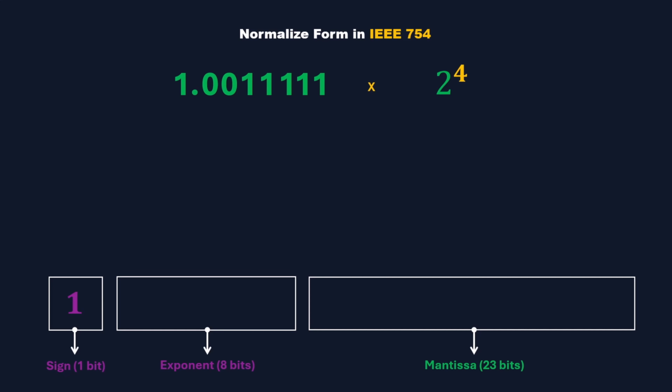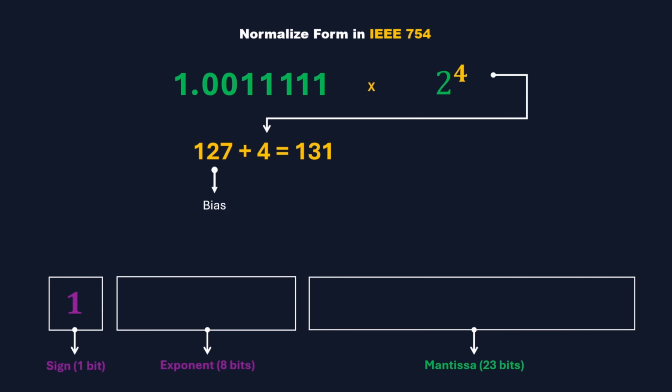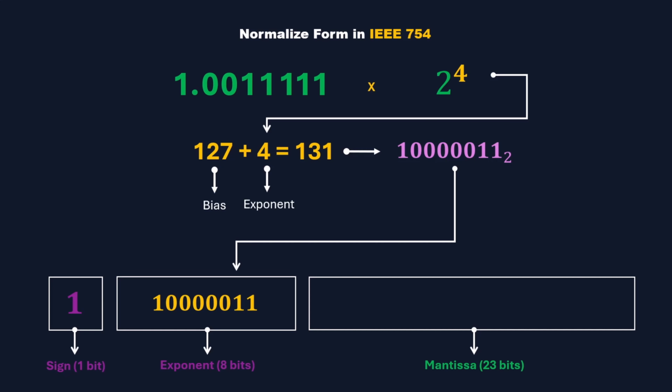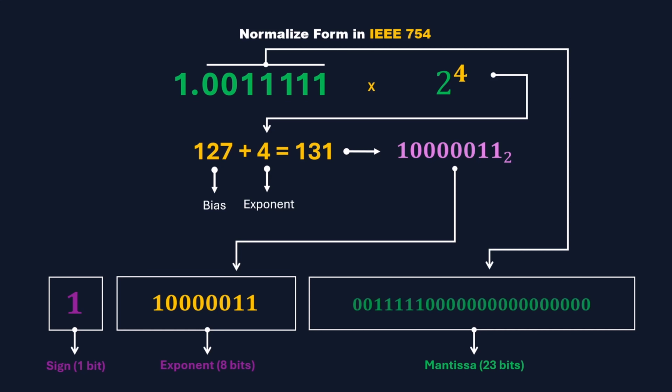Now, how do we store the exponent? The number 4 obtained from shifting is added to 127, which is the bias. We will explain later what the bias is and why it is 127 here. As you can see, 127 plus 4 equals 131. The binary representation of this is 10000011. This is exactly what we store in the 8-bit exponent. Finally, for the mantissa, we store the fractional digits.